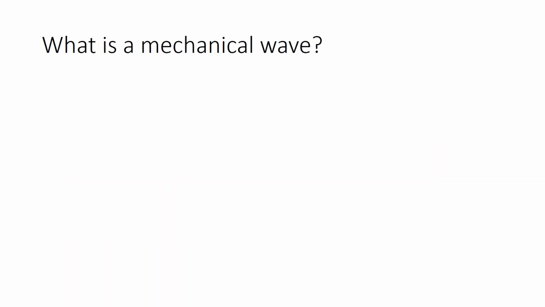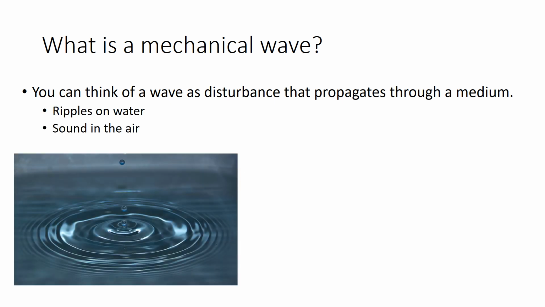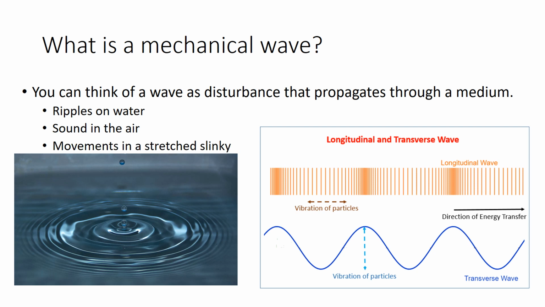Now first, we need to talk about mechanical waves. What are mechanical waves? You can think of a mechanical wave as a disturbance that propagates through a medium. That's kind of how I think about it. You could have ripples on water, you could have sound in the air, or movements in a stretched slinky.